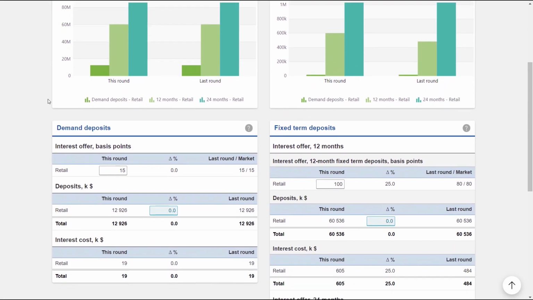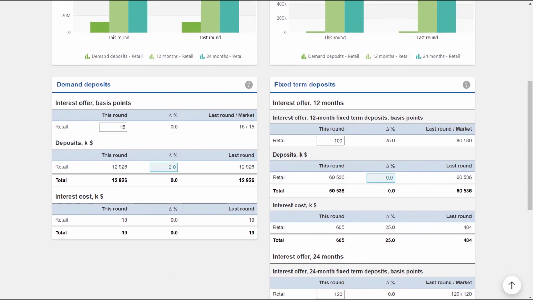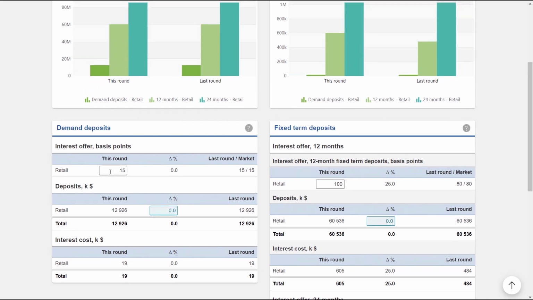We can do funding for our bank by using the deposits, and we have two different types. We have demand deposits, and then we have the fixed term deposits, which are also sometimes called time deposits. All the white cells are decisions and blue cells are estimations. Keep in mind that you are not playing against the computer, but you are making decisions that influence the other teams, and whatever the other teams are doing will influence you.